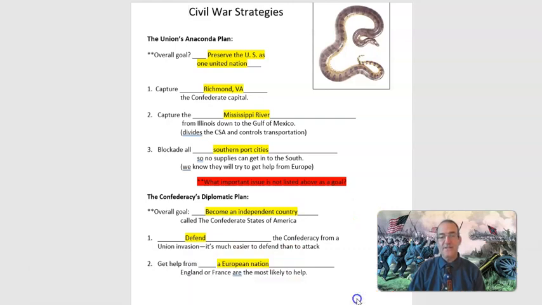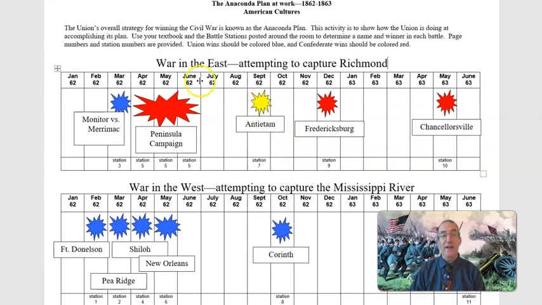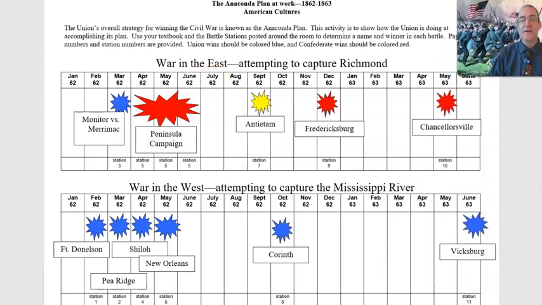Now, in class on Friday, we were looking a little bit at how that Anaconda Plan went the first couple of years of the war. How is the Union doing at accomplishing that plan? Well, they're struggling. Even though they have a lot of advantages, yes, they're winning a lot of battles along the Mississippi River, and they're capturing that. But many people consider that to be the JV team, not really the important part of the war as much as the war in the East, which is being fought mostly between Richmond, Virginia, and Washington, D.C., the two national capitals.